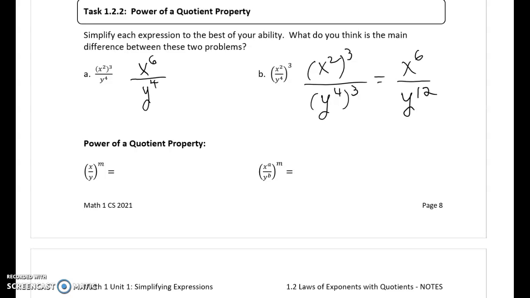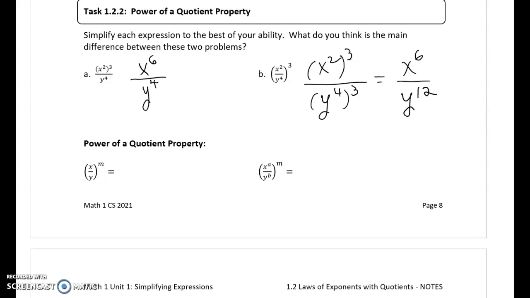And then we're going to see, yes, we have a couple scenarios of power to a power, so we apply our knowledge of that. So we get x to the 6th in the numerator, power to a power, y to the 12th in the denominator. Okay, so let's take a look at the next 2.